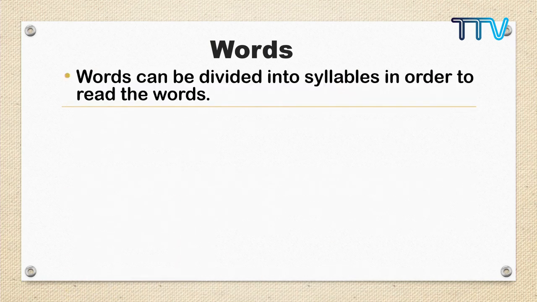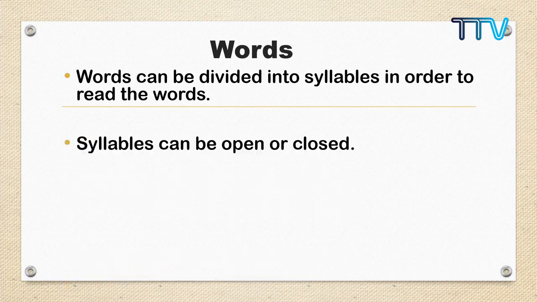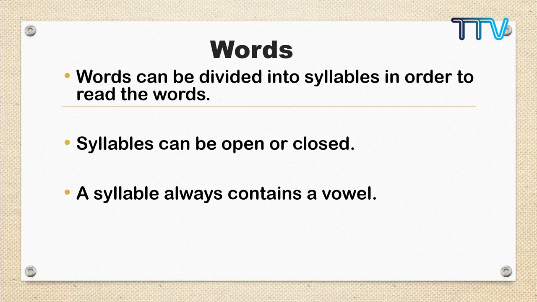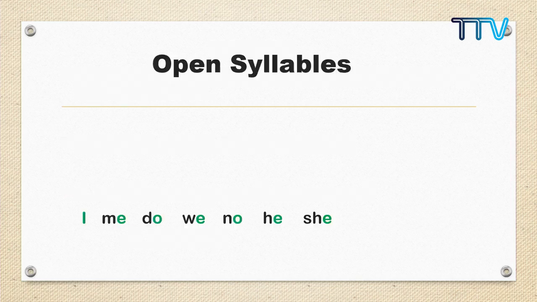And I told you that words can be divided into syllables, which can be open or closed. This is something very important you need to remember: a syllable always contains a vowel. A, E, I, O, U, these are the vowels, and the rest of the 26 letters of the alphabet are all consonants.